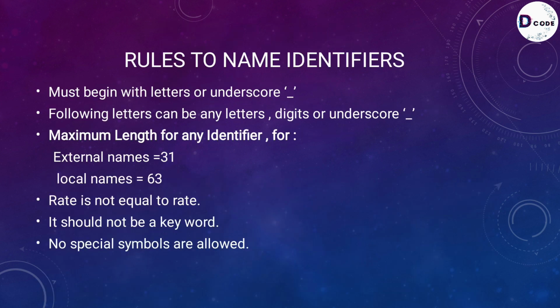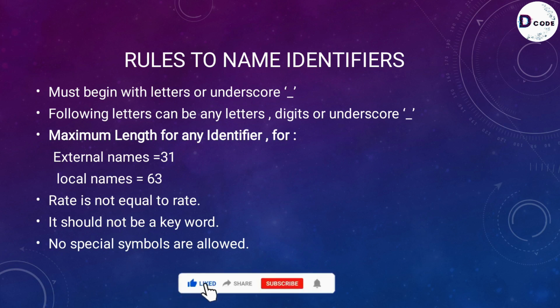There are some rules that need to be followed to write the name of an identifier. Identifiers must begin with either a letter or underscore, and the following characters can be alphabets, digits, or underscore. The maximum length of any identifier is 31 characters for external names and 63 characters for local names. The uppercase letters of rate is not equal to the lowercase letters of rate. Any identifier should not be a keyword, and we should not use any special symbols in an identifier.